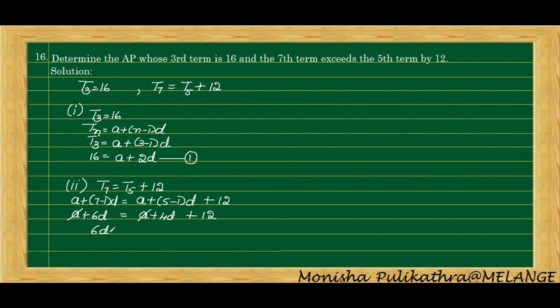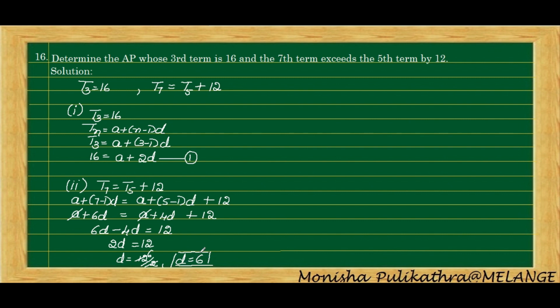Next we need to shift this plus 4D to the left hand side. It will become minus 4D. So now 6D minus 4D is 2D, which is equal to 12. So next D is equal to 12 divided by 2. That is, 2 ones are 2, 2 sixes are 12. So the common difference is 6. D is equal to 6.